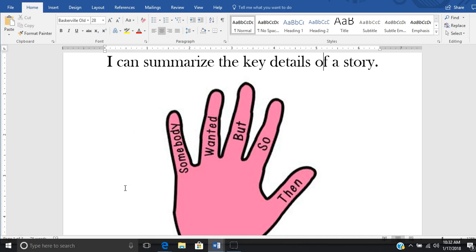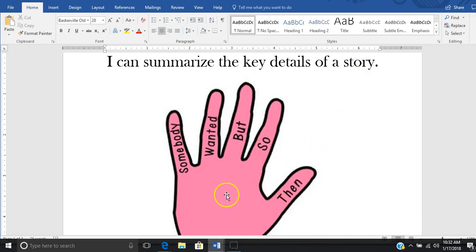Yesterday we talked about summarizing a story. So the first thing I'd like for you to do is take out your reading notebook out of your desk, go to the first clean page, and write this at the top of the page. I can summarize the key details of a story. You can pause this video while you do that.